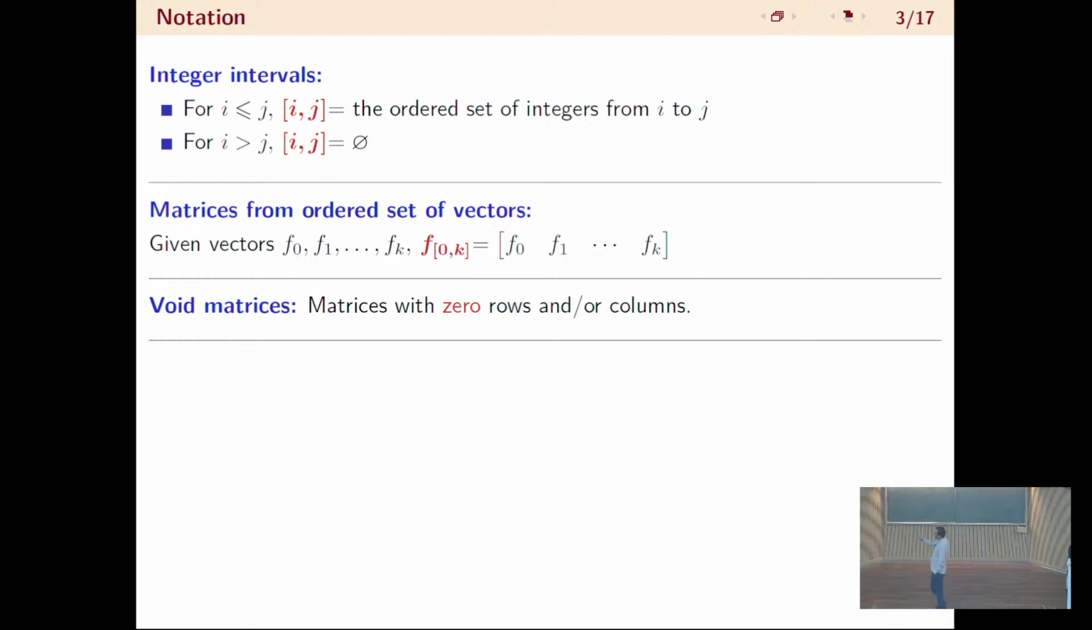Another thing is I will allow matrices to be void matrices, so they may have 0 rows or columns, which means that they disappear from the context. This helps me to write partitioned matrices in a compact way. If there's a matrix with 0 rows in a certain formula, or with n rows, let's say, and if n is 0, it disappears.